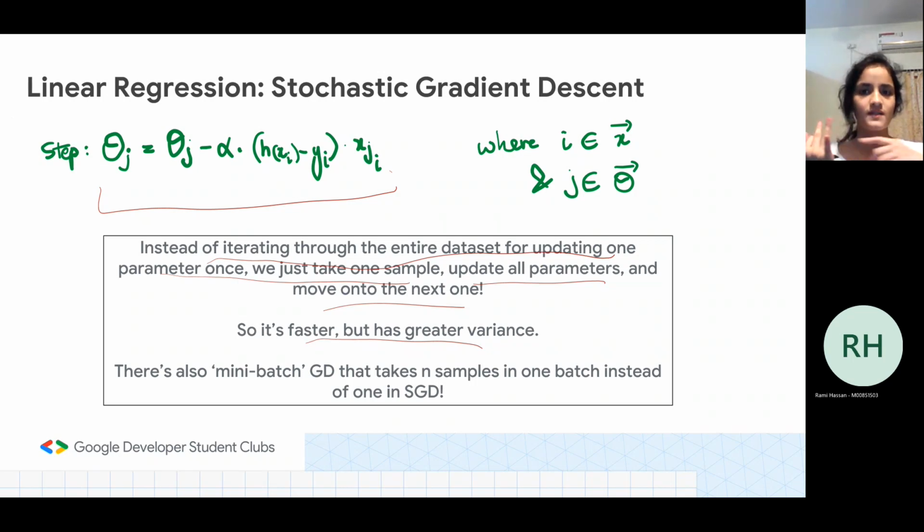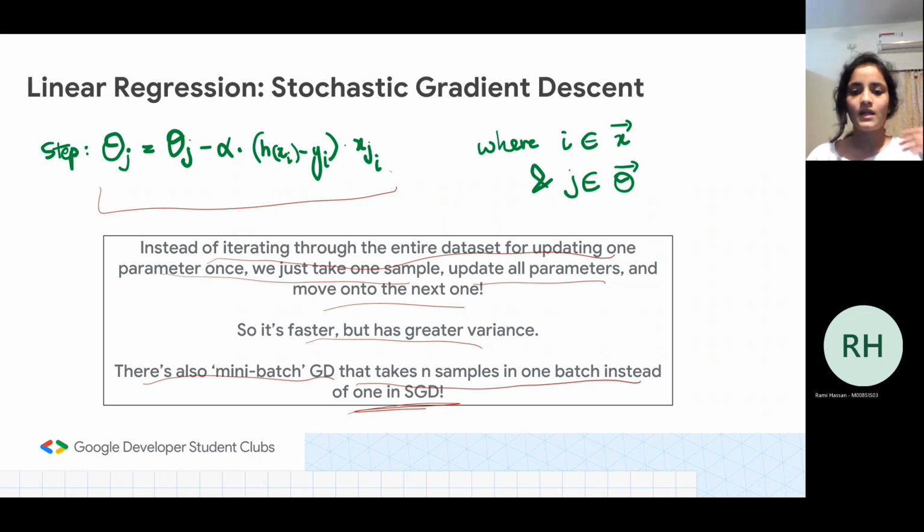Okay, so we had three types of gradient descent. We had batch gradient descent, that went through it multiple times. We had stochastic gradient descent that makes changes based on each row, so it goes through the whole thing only once. Now, a third type, we're just going to mention the title. We're not going to go through the math because you get it by now, right? So there's also mini batch gradient descent that takes n samples in one batch instead of one in SGD.